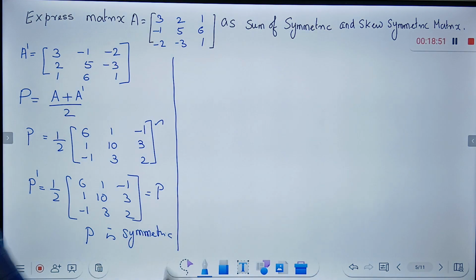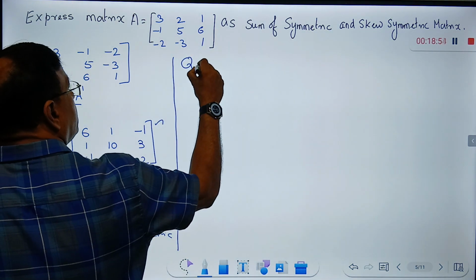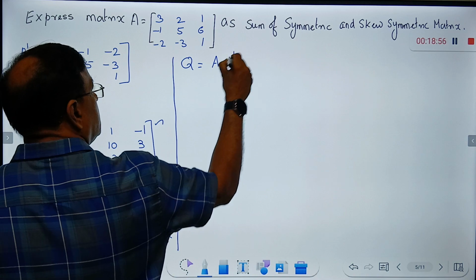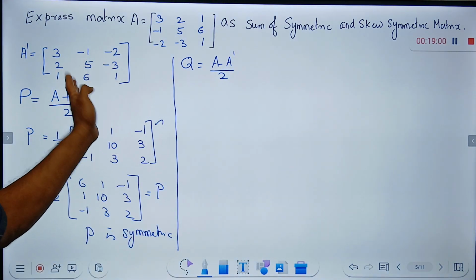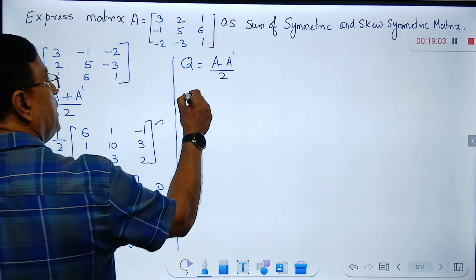Now I want to find skew symmetry. I'll take Q. What is Q? By now you should know that it is (A minus A transpose) by 2. Otherwise refer to the previous slide, you will get it. Now what is A minus A transpose?